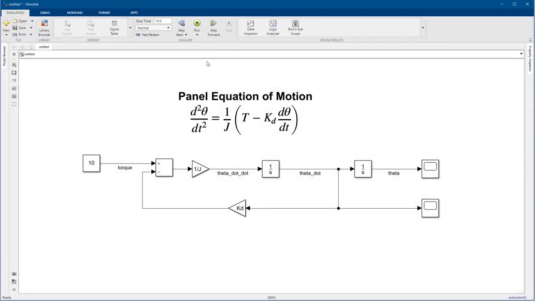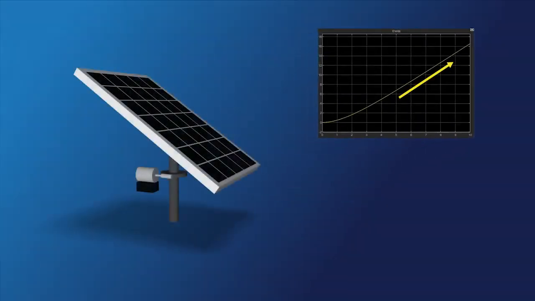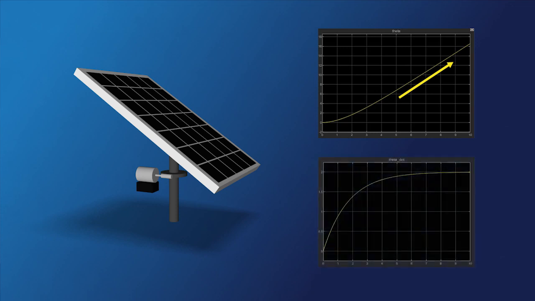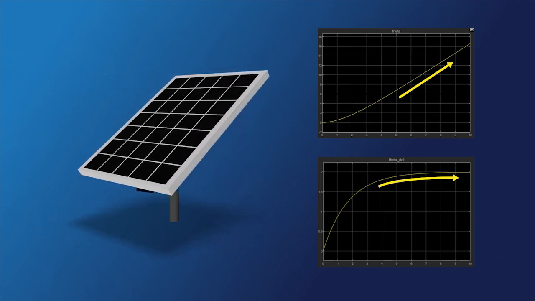The simulation finished, but what you didn't see was that Simulink numerically solved the differential equation through time. Double-click on a scope to check out what happened. In the position scope, we see the panel's angular position is increasing. In the velocity scope, the velocity starts from zero and levels off. So with a constant torque, the panel starts turning and then settles to rotating at a fixed rate.